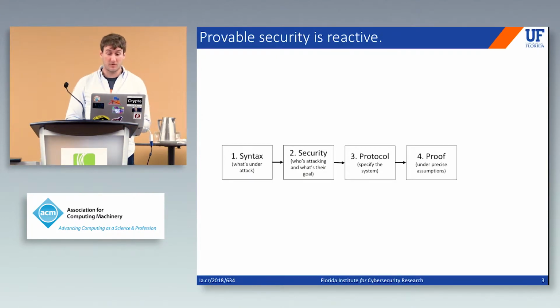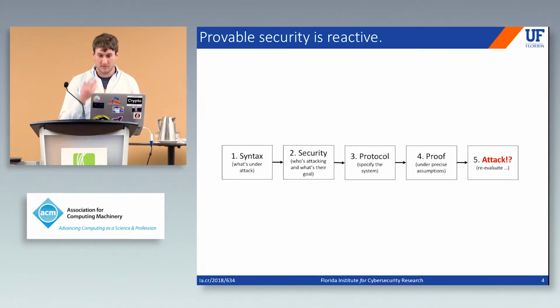Those familiar with the provable security methodology will recognize these four steps that are involved in analyzing real-world crypto systems. You start with syntax, mathematically formulating the protocol or primitive that's under attack. Then you define what it means for that thing to be secure: who's the adversary, and what's their goal. And then you specify the system you're analyzing as an instance of the thing for which you define security. Once you've done these three steps, you're ready to provide a proof.